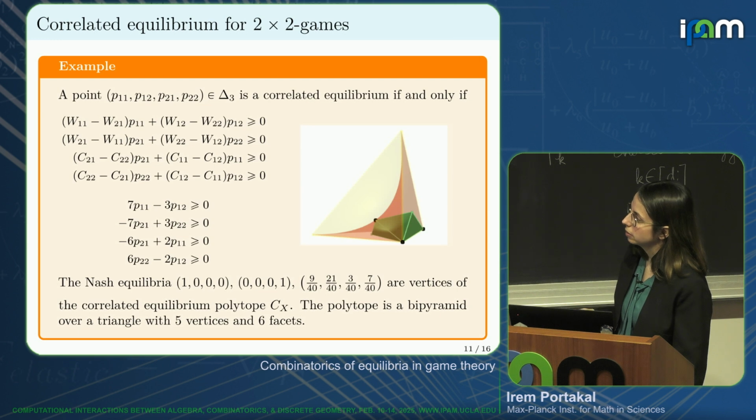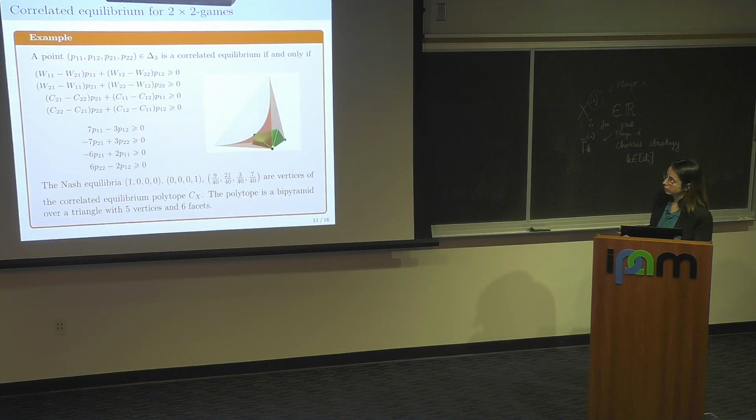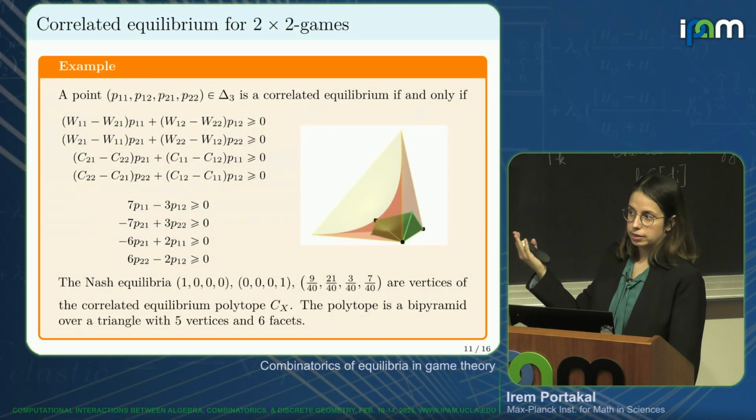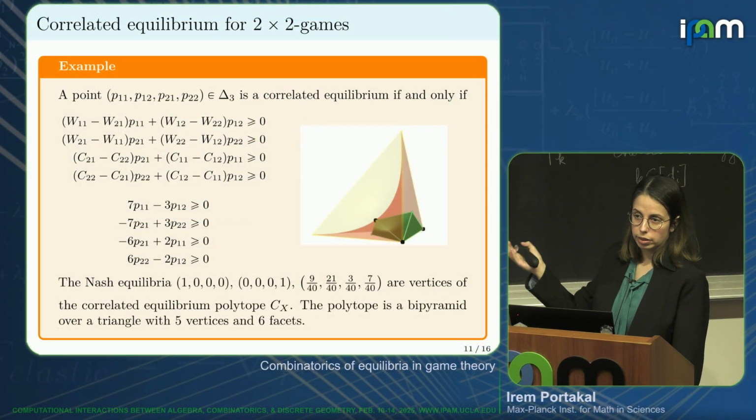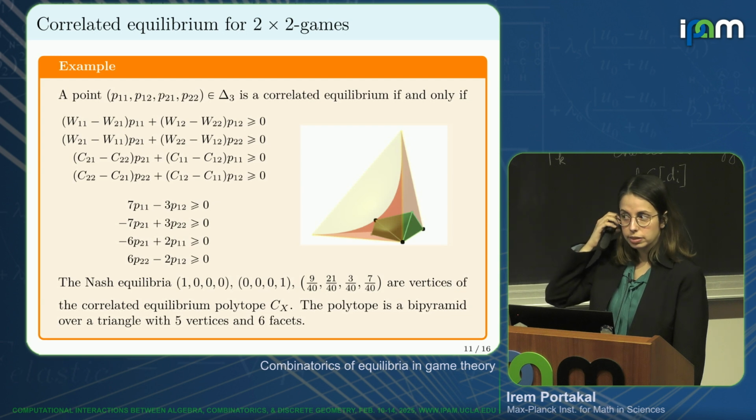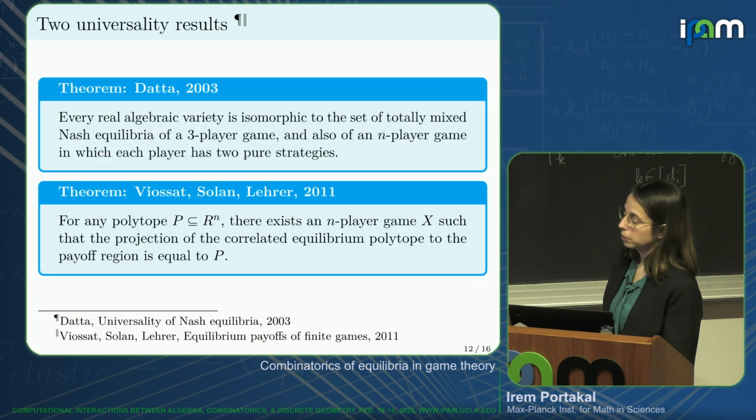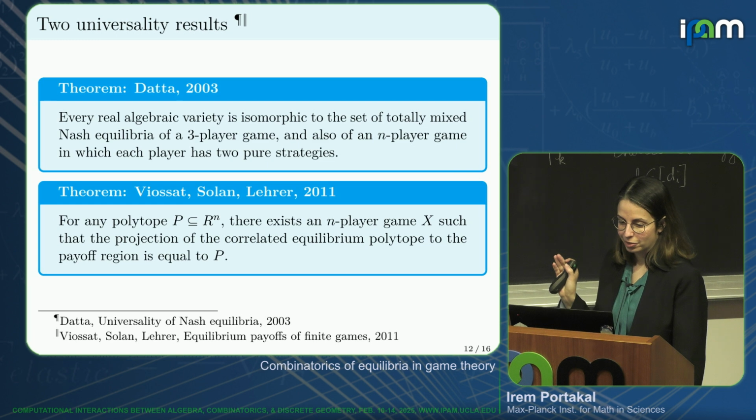Again, in this case I just plugged the numbers in, and these 3 black points are Nash equilibria. They are the vertices of the correlated equilibrium polytope. And this has a specific combinatorial type. It's a bipyramid. Is it a coincidence that these Nash equilibria lie as vertices or on the faces? It's actually not, but there was another slide I forgot.